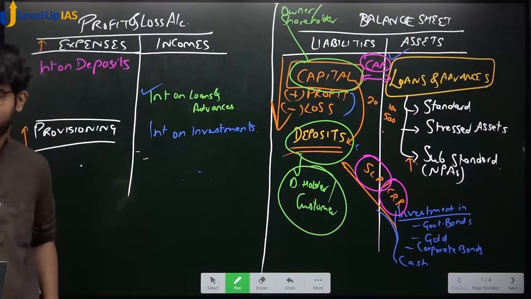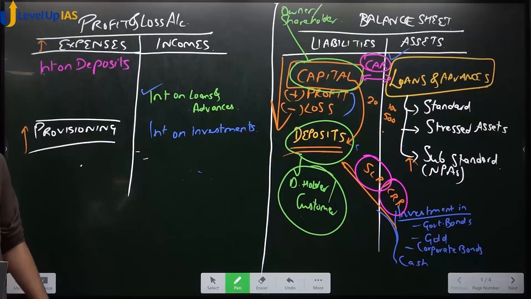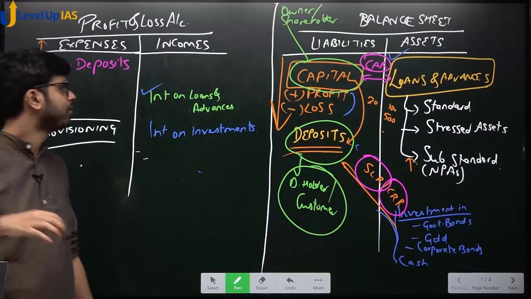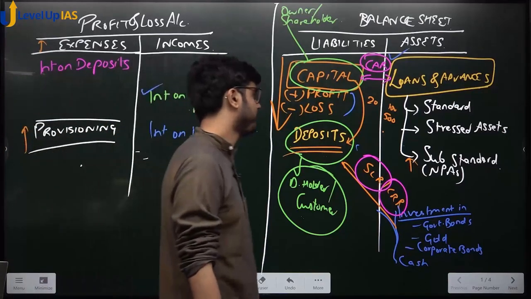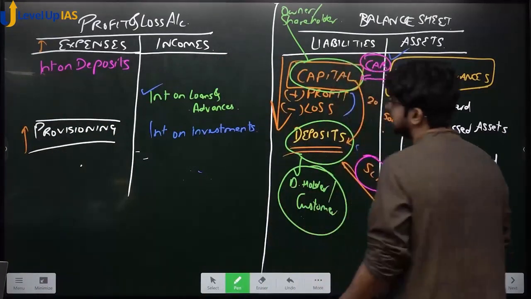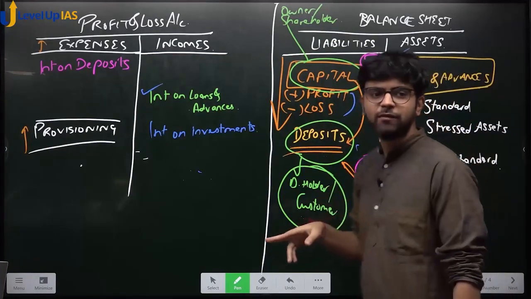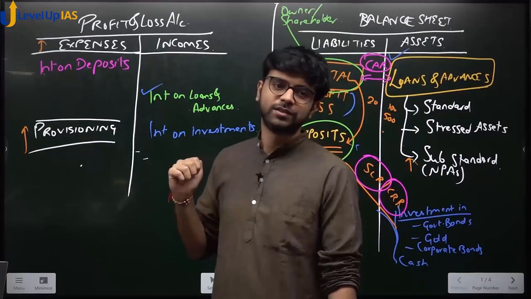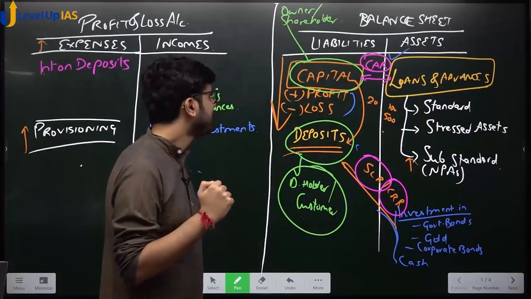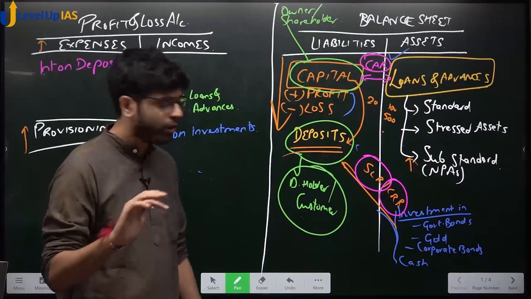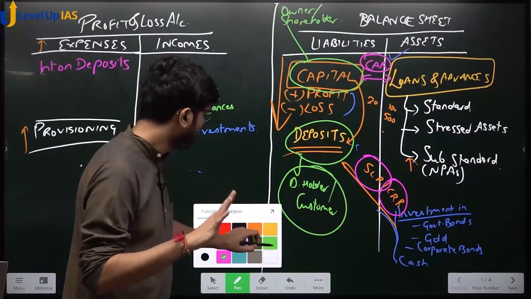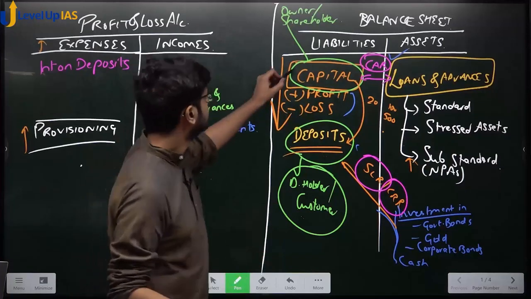Theek hai? Now I am adding one more layer to it. Sir, kitne layer ho gaye? I am adding one more layer to it. This capital, do you think there will be one type of owner or various types of owners? Various types of owners. Okay? So this capital, I am not going in deep. I just want you to know this, that there is a difference.